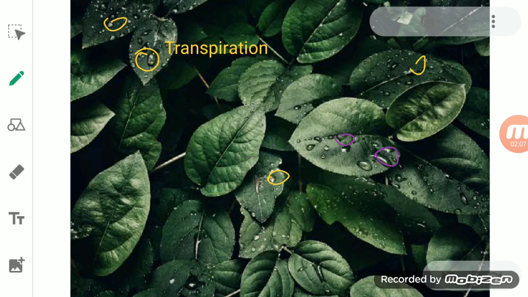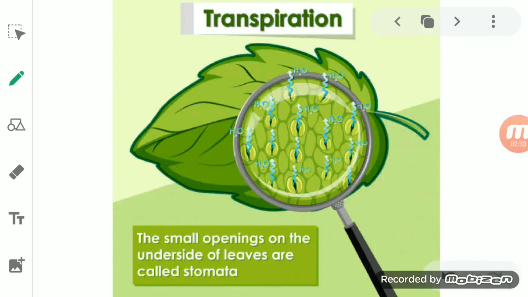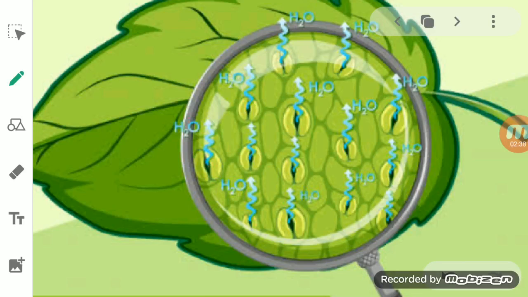So what about the extra water? The extra water present in the body of the plant is given out constantly as water vapor through the tiny pores of the leaves, which are known as stomata. We have already studied stomata. What is the stomata? These are the tiny pores present on the leaves. You can see them here.